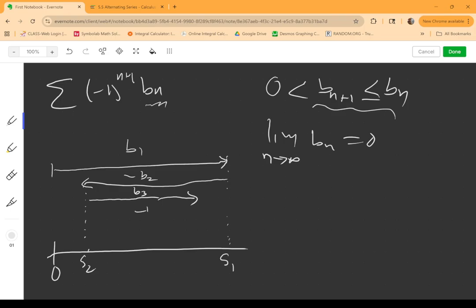And then the next one, negative B4, goes in the other direction, not necessarily all the way, so we get S4, S3, and we keep playing this game where we just keep going back and forth till at some point it settles on some sum. So that's the idea for the alternating series test and why these two conditions are enough to prove convergence. And that's all that it proves, our convergence. So let's take a look at an example here.